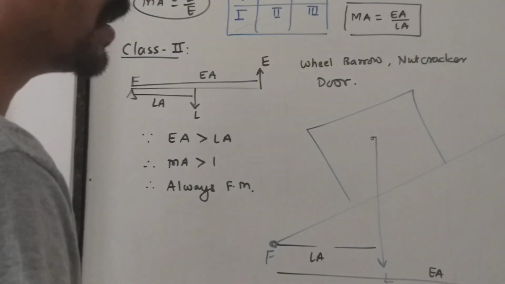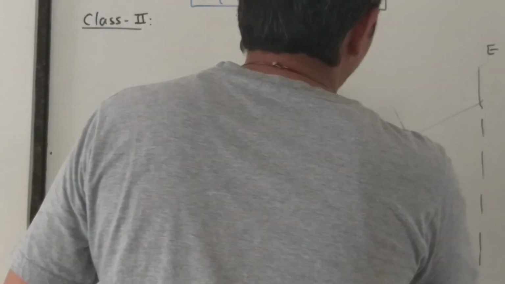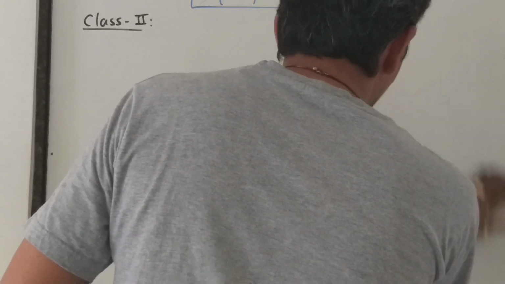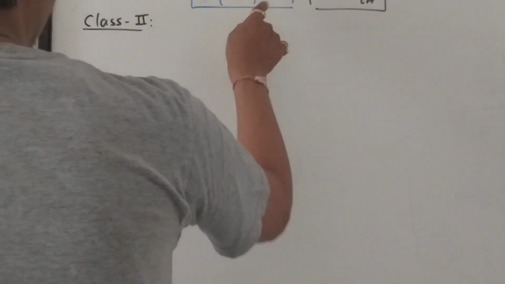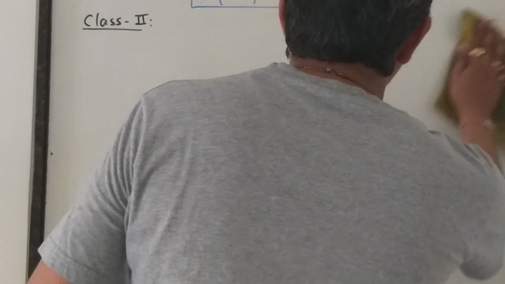Check the next part. It is class 3 lever. Now, what are class 3 levers? Now in class 3 lever, you have to refer to this. What is remaining now? Effort is in between. What is given? It is effort.